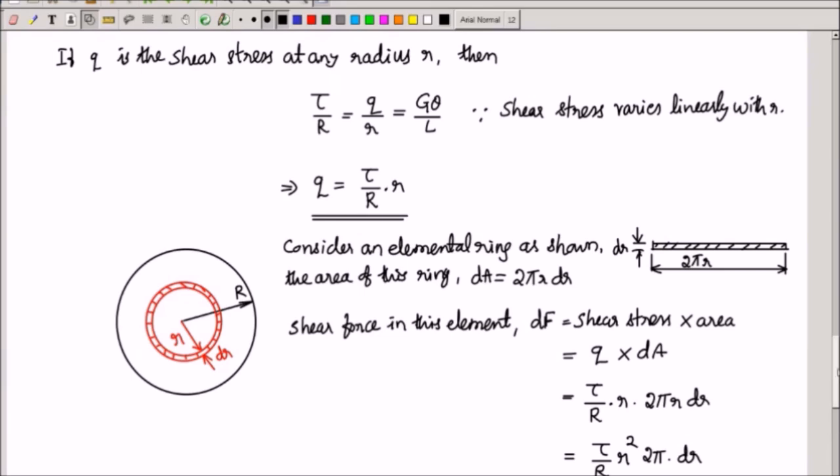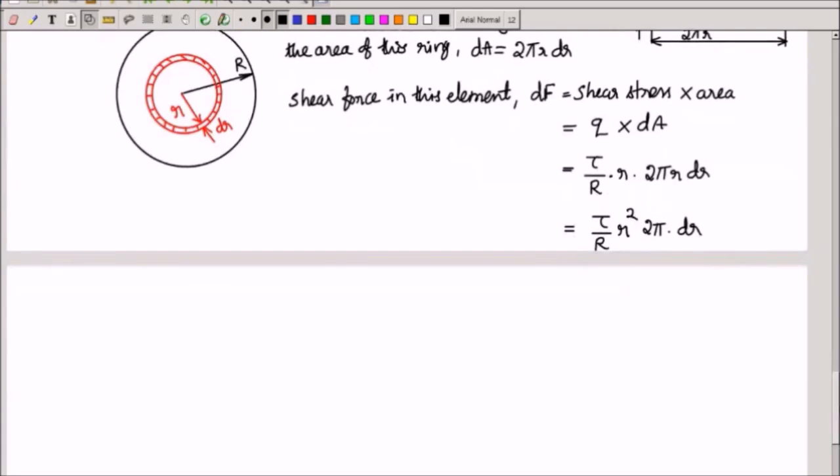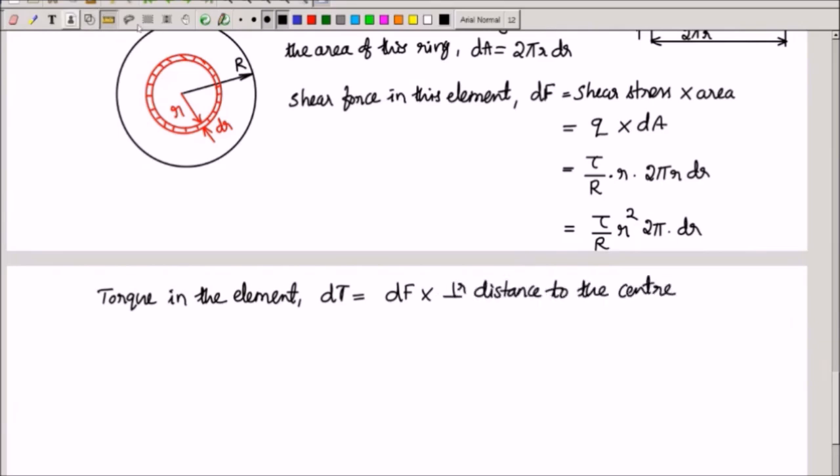When I know the shear force, I can calculate the torque. If I multiply force into perpendicular distance, I will get the torque. So torque in the element, call it dT, is equal to dF into perpendicular distance. The force will be acting like this at radius r. This is dF, and the perpendicular distance is r, so I have to multiply with r. So dT is equal to dF, which is tau by R into r square into 2 pi into dr, into the perpendicular distance r. This is the torque in the element. We are talking about a small elemental ring, remember, for which we got the torque like this.